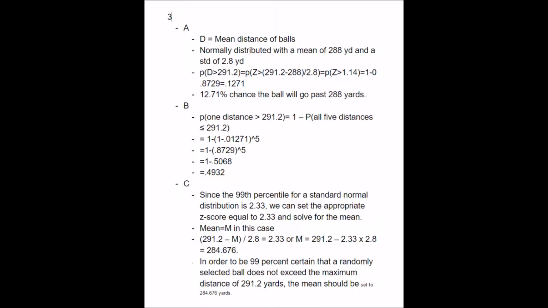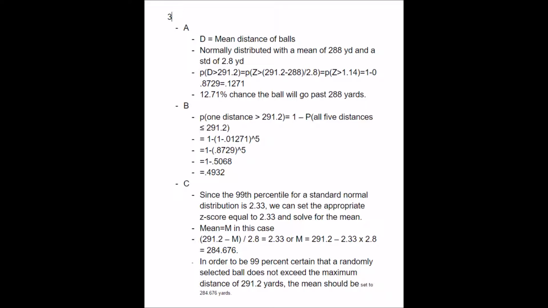without exceeding that distance. A particular manufacturer has determined that the distances traveled for the balls it produces are normally distributed with a standard deviation of 2.8 yards. This manufacturer has a new process that allows it to set the mean distance the ball will travel. Okay, so part A asks, if the manufacturer sets the mean distance traveled to be equal to 288 yards, what is the probability that a ball that is randomly selected for testing will travel too far?